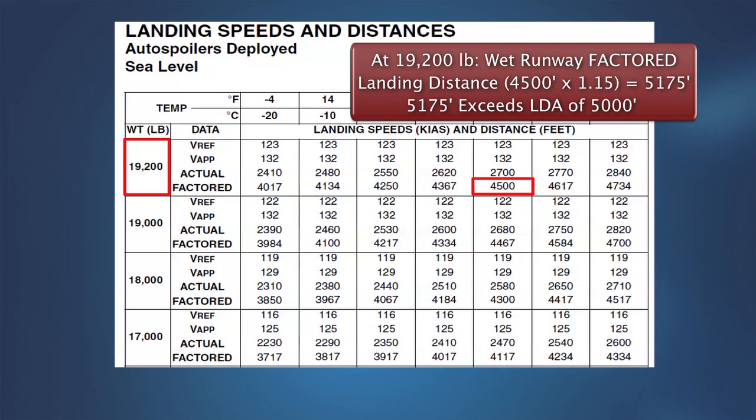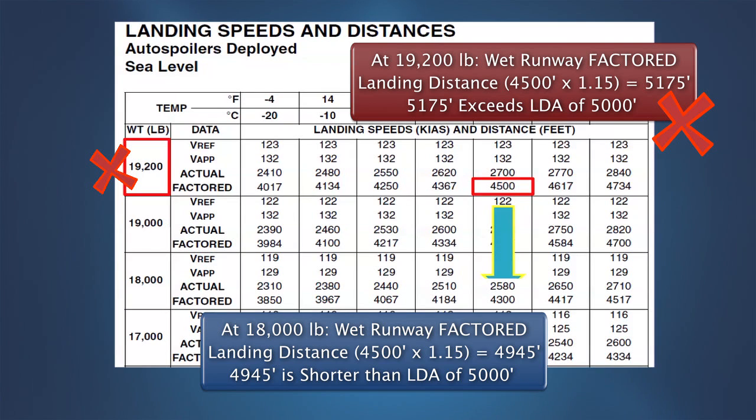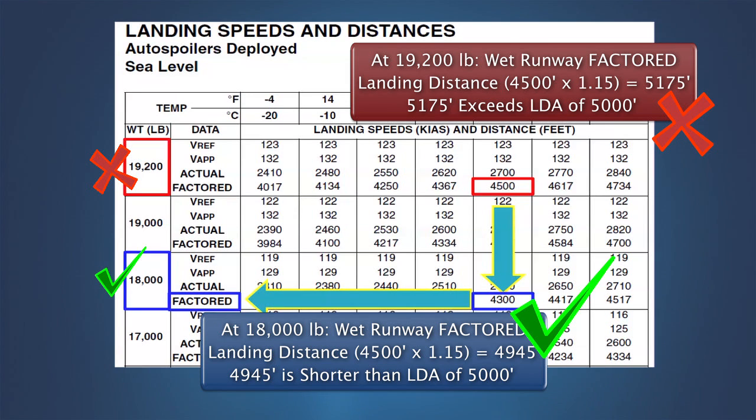The factored wet landing distance exceeded the landing distance available, so we cannot legally take off. We will need to reduce the planned landing weight. If we multiply 4,300 feet by the wet runway factor of 1.15, the resulting distance is shorter than the landing distance available. Therefore, our takeoff weight must be reduced to a value that permits a landing weight not in excess of 18,000 pounds.